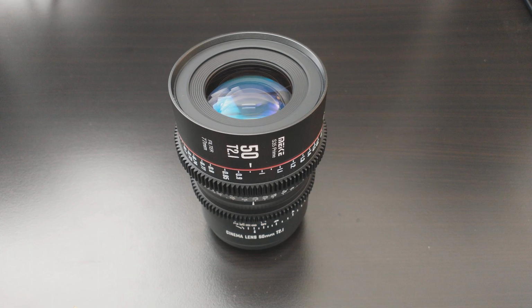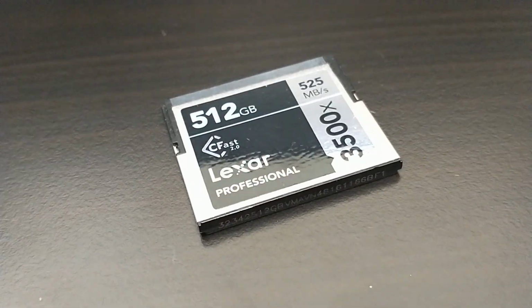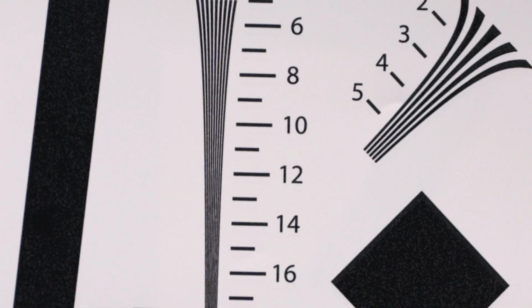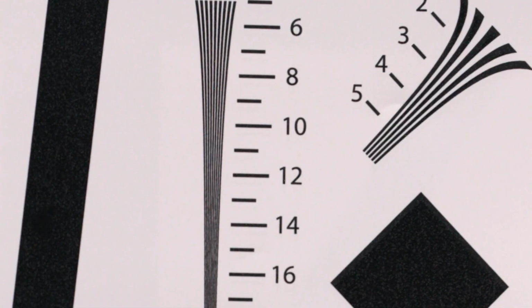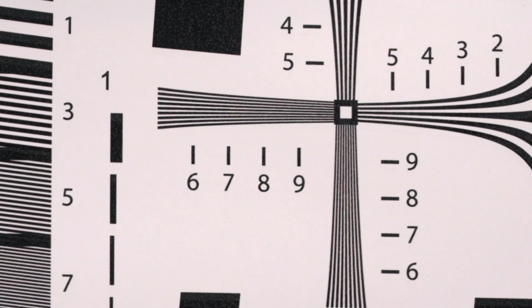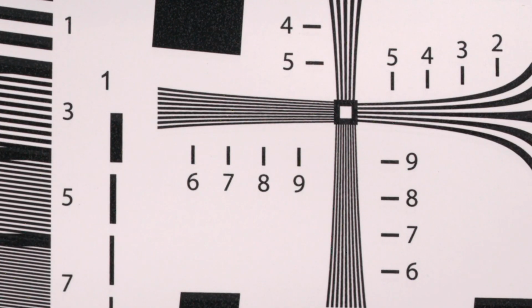We'll go back to looking at just the Meike, raw format, uncolor corrected, and compare different T-stops. T2 at the center we have about 1200 lines. At the edge about 1000 lines. T4 at the center we have 1200 lines. At the edge we have 1100 lines. And at T8 we have 1100 lines at the center and 1100 lines toward the edge. Very little chromatic aberration on all of these.